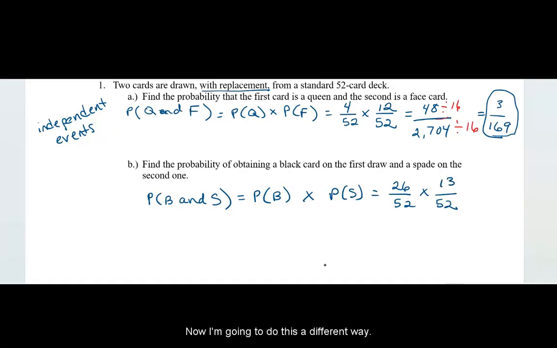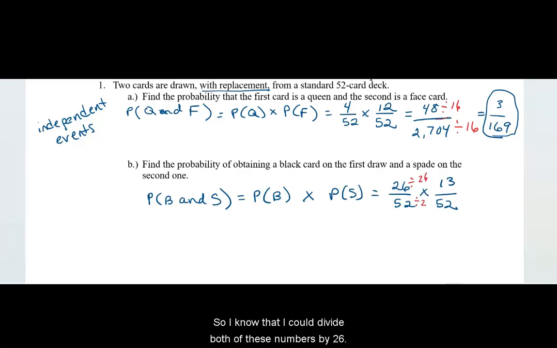Now, I'm going to do this a different way. In the previous problem, notice I multiplied first, then I reduced, which is fine. That's one way to do it. I want to show you another option, and it might be easier because you're not dealing with such large numbers to reduce. I would reduce each of these fractions. For example, 26 and 52. 26 is half of 52, so I know that I could divide both of these numbers by 26. And so reducing that would give me 1/2.